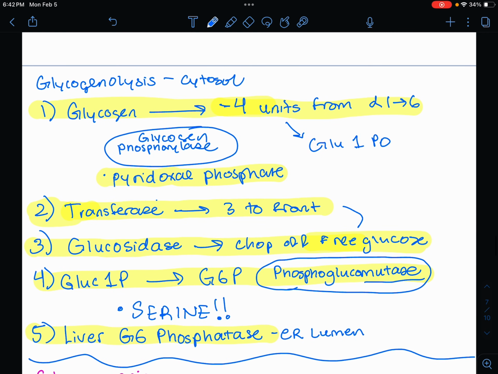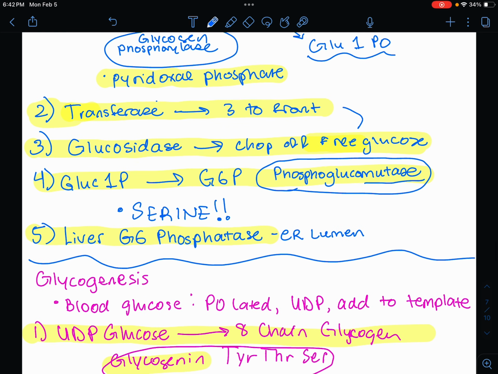Remember, in step 1, where glycogen was worked on by glycogen phosphorylase, chopping those alpha-1,4 units until it was 4 away from that glucose with the alpha-1 to 6 branch, those resulted in glucose 1-phosphate. However, when we're using the debranching enzyme as a glucosidase to chop off that free glucose, that's just going to be regular glucose.